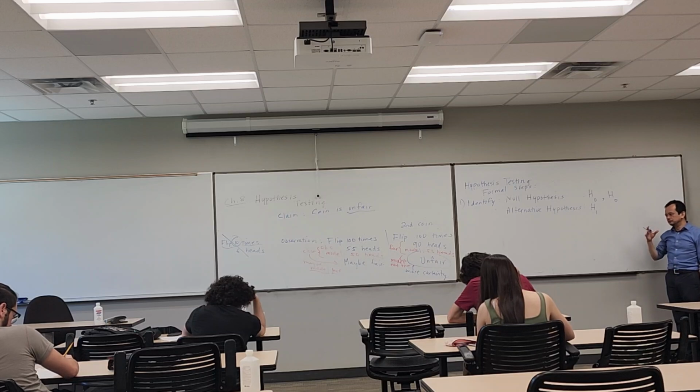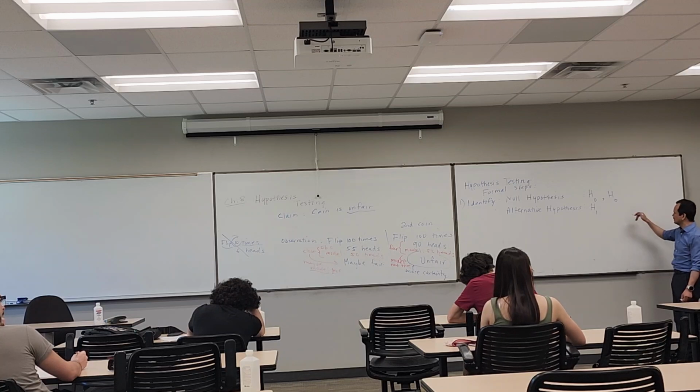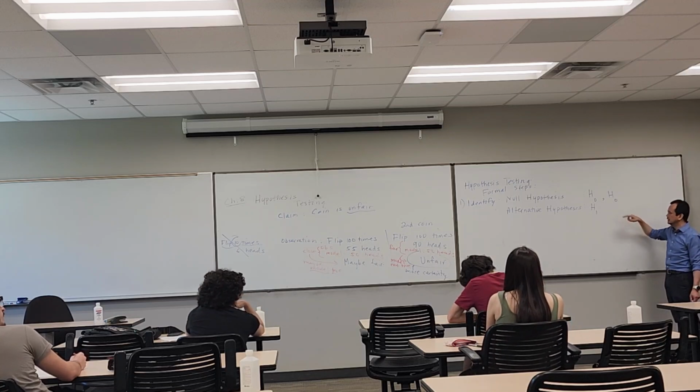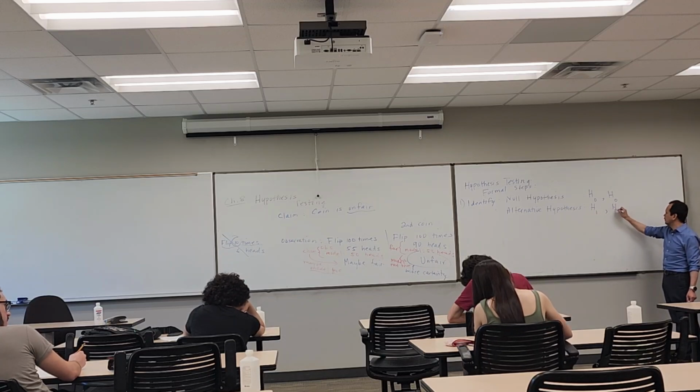And because a 0 or an O is often read as not, this is read as H naught as well. So H0 or H naught. And the alternative hypothesis, being H1, can also be represented as HA for alternative.